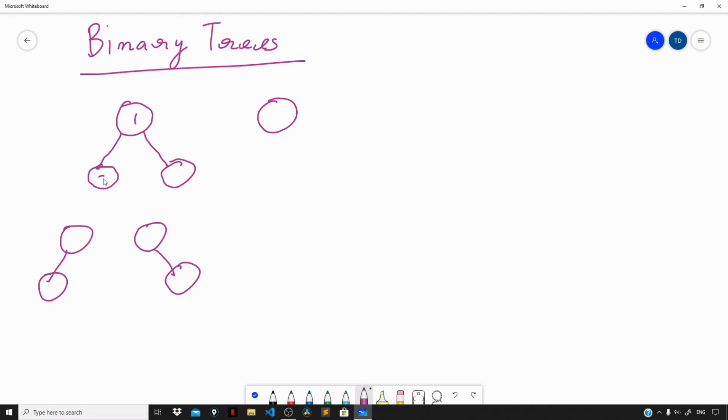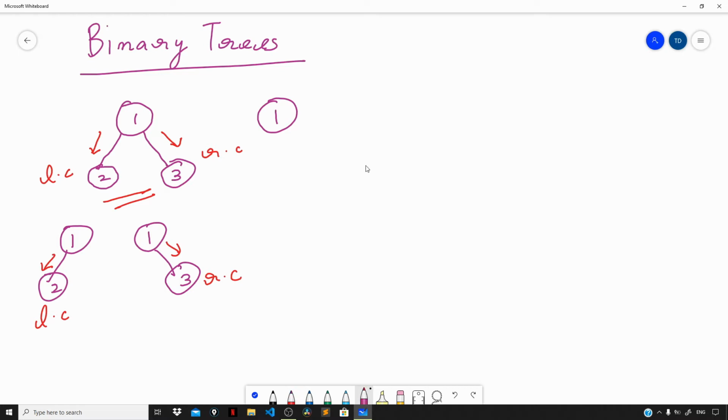As you can see, each element in a binary tree can have only 2 children. We typically name them the left child and the right child. So 3 is the right child of 1, and 2 is the left child of 1 for this tree. For this tree, 2 is the left child of 1, and for this tree, 3 is the right child of 1. So now we know what a binary tree is. Let us move further to understand the properties of binary trees.